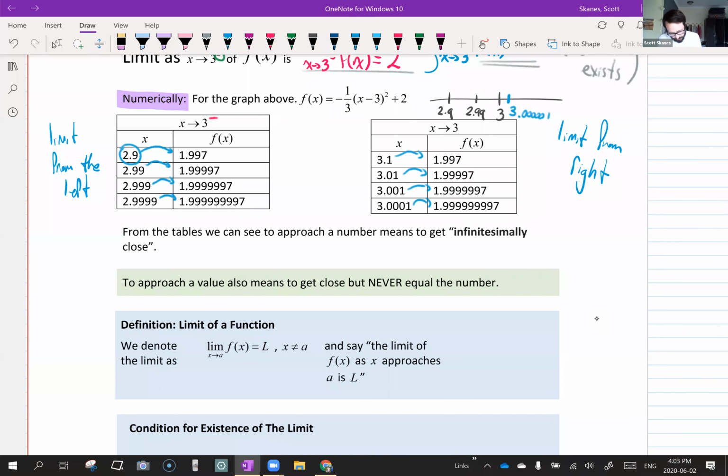This number is almost 2. This number is almost 2. For all real practical purposes, we can say that the limit is going to be 2. As we get closer and closer to 3, x equals 3, the limit will be closer and closer to that specific value. In other words, to approach a value means to get close but never equal to the number.